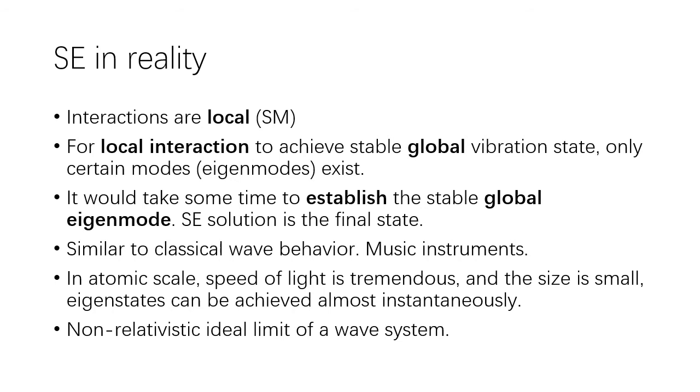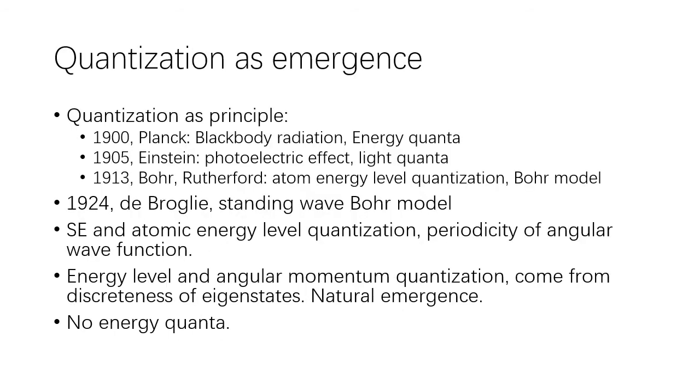In atomic scale, speed of light is tremendous, and the size is small. Eigenstates can be achieved almost instantaneously. So we can say Schrödinger equation gives the non-relativistic limit of a wave system, and is ideal. Once we have the Schrödinger equation, we can solve it in various situations and get different set of eigenstates. These eigenstates are discontinuous in basic physical quantities, such as energy and angular momentum.